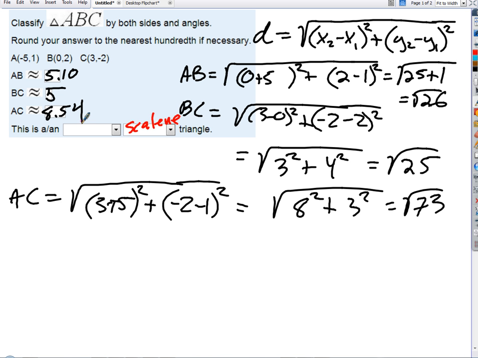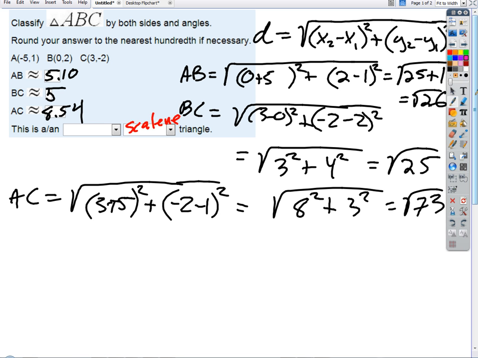So if I take the sides 5.1 and 5 and calculate what length hypotenuse goes with those, then we'll know if ours is right on the money, so it is a right triangle, or if it's too big, that must make it obtuse, or if it's too small, it must make it acute, right? Let's see what we get.